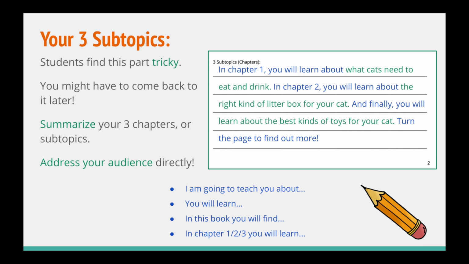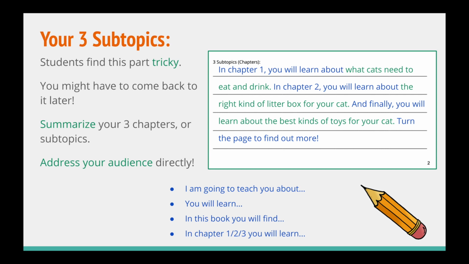Now it's time for your 3 subtopics. Students can find this part tricky, and you might have to come back to it later. Essentially, you're going to summarize your 3 chapters or subtopics. Make sure you address your audience directly. You might want to use these sentence starters. I'm going to teach you about, you will learn. In this book, you will find. In chapter 1, 2, 3, you will learn.